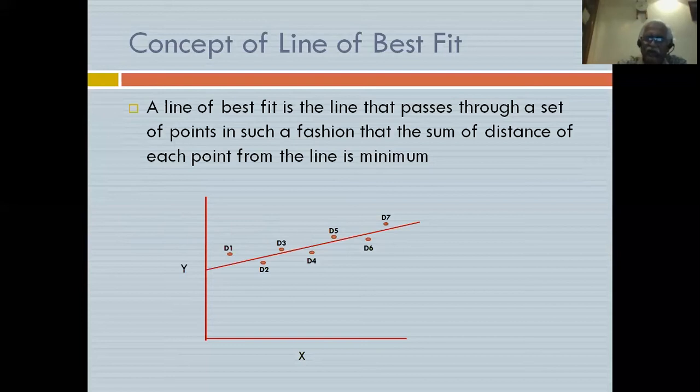Now, how will we know it is the minimum straight line? Let us do some small arithmetic over it. Next.